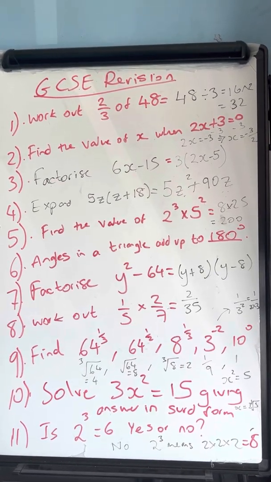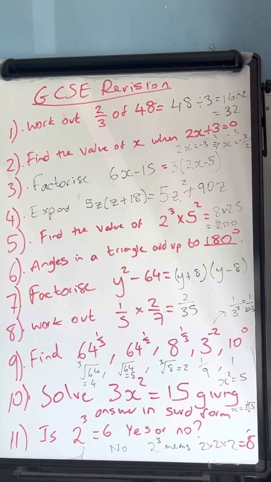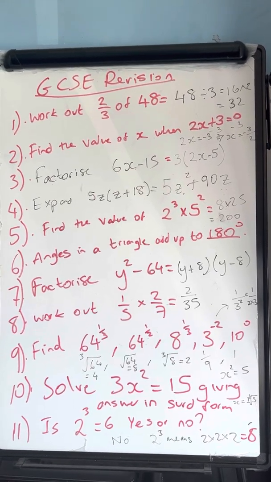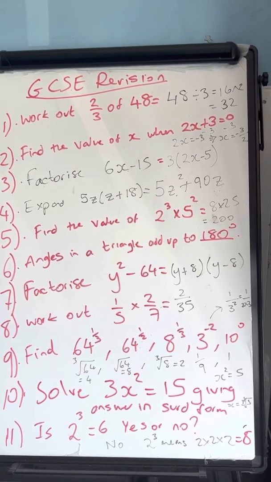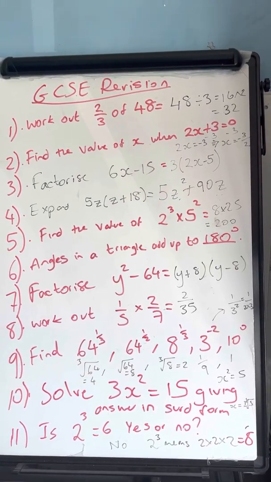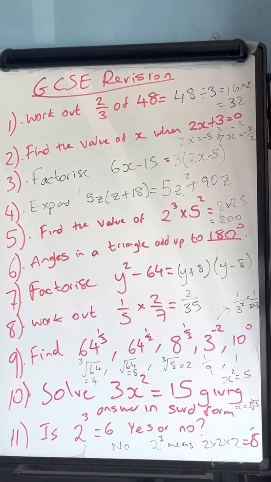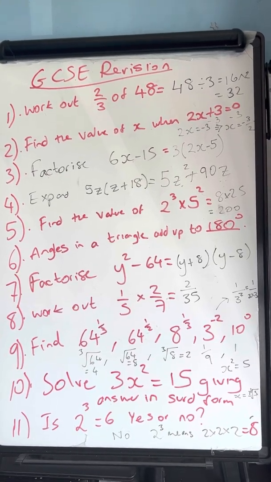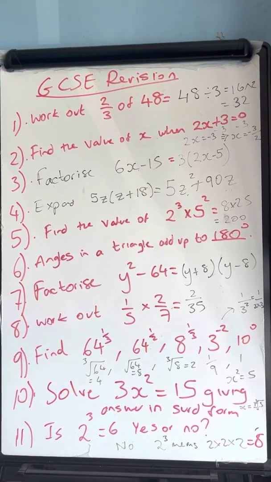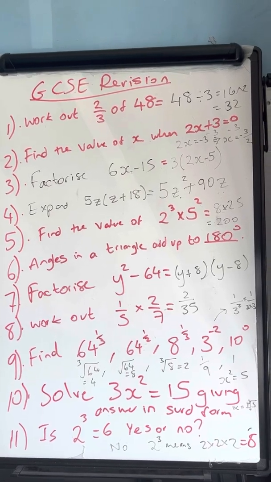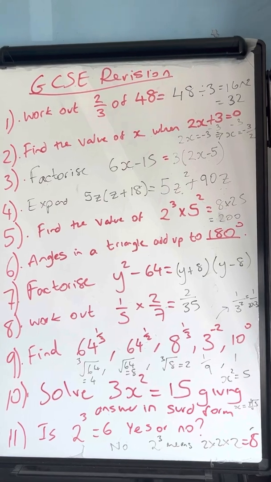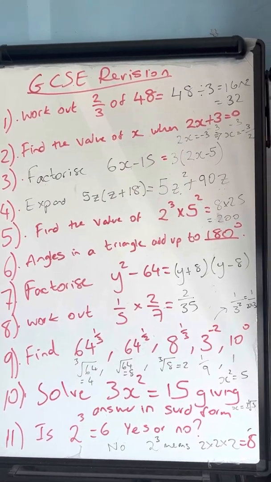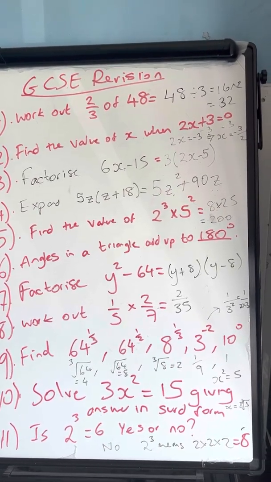This is question number 7, guys. Factorize y squared minus 64. So again, that's the difference of 2 squares. It's a double bracket: y plus the square root of 64 times y minus the square root of 64. Now the square root of 64 we should know is 8, because 8 squared is 64. 8 times 8 is 64. So it's y plus 8 times y minus 8.